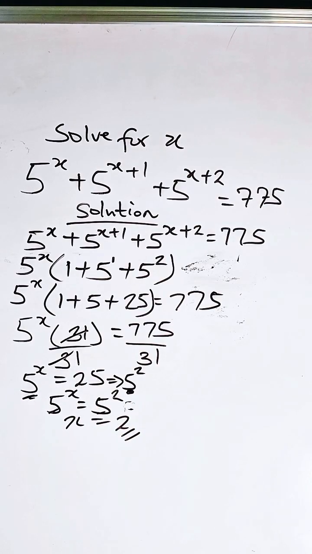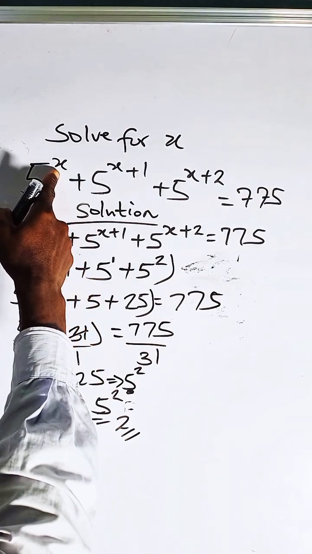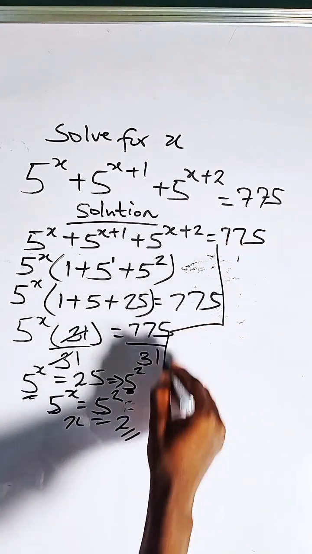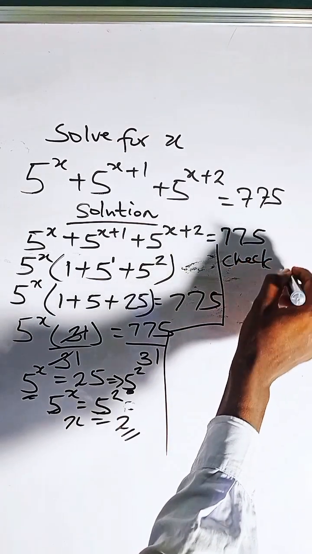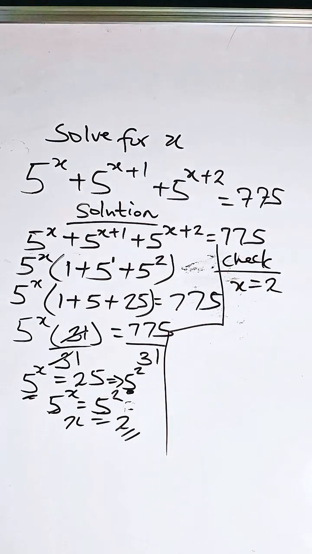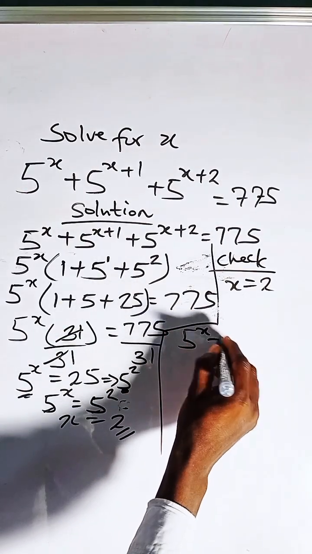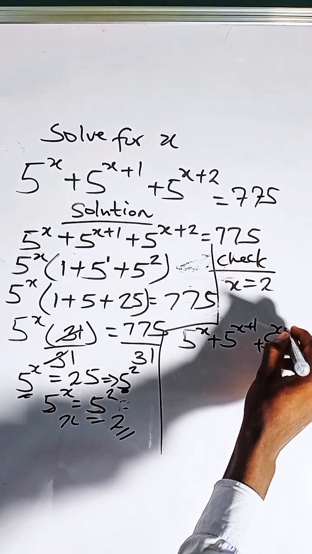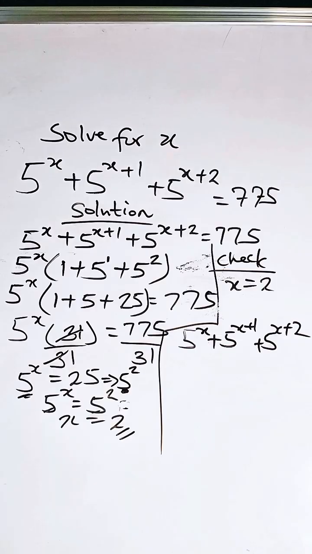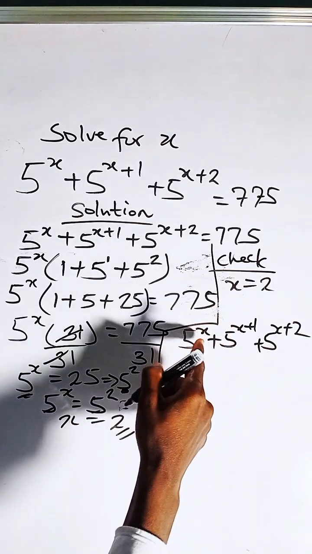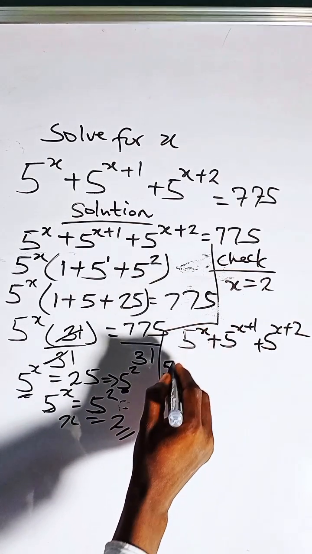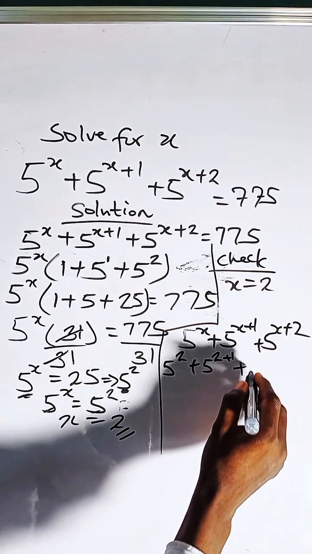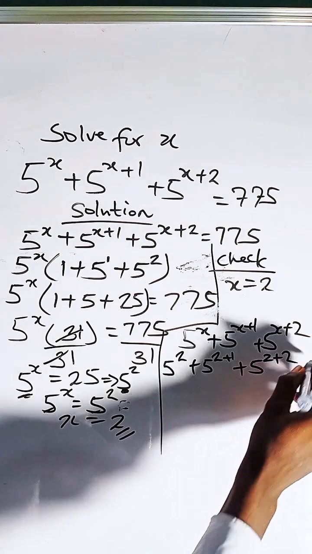So let us check the value of x to be 2. Let us substitute back into this equation. Do we have 775? So let's check that. So when x equals 2, we have 5 raised to the power x, plus 5 raised to the power x plus 1, plus 5 raised to the power x plus 2. So what do we do? Let us replace the value of x with 2. So we have 5 raised to the power 2, plus 5 raised to the power 2 plus 1, plus 5 raised to the power 2 plus 2.